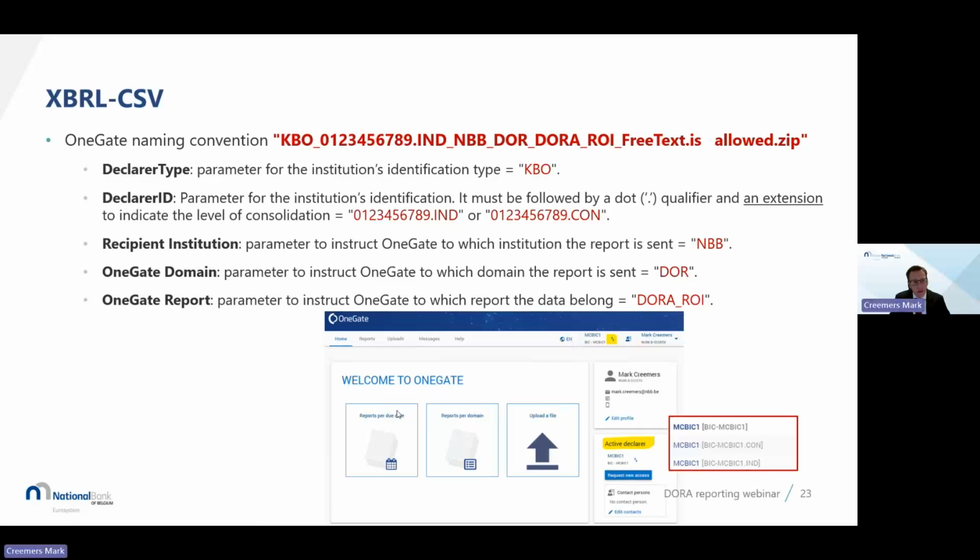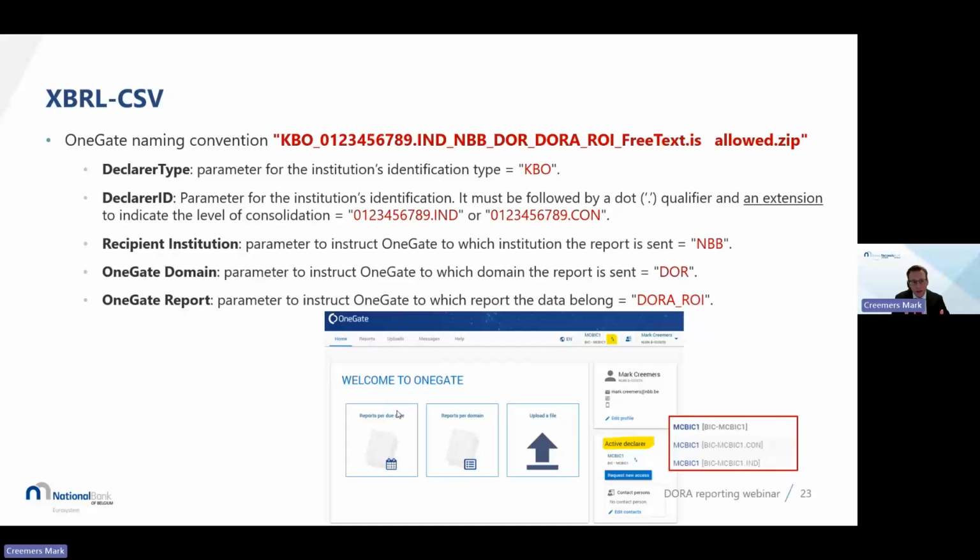Then next, there is a number of parameters that is always stable. You have the recipient institution, that is us, the NBB. You have the OneGate domain, as I explained, that will be DOR. And then you have the report. In this case, for the Register of Information, it will be DORA ROI. So very, very straightforward. This was the naming convention during the dry run.